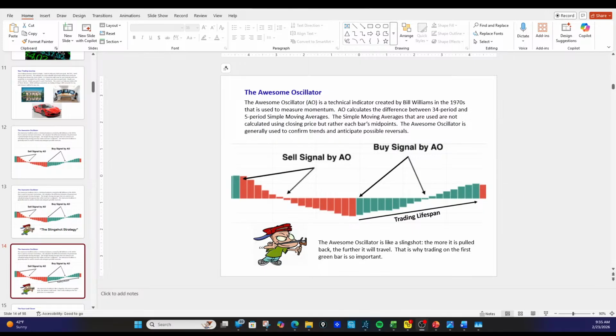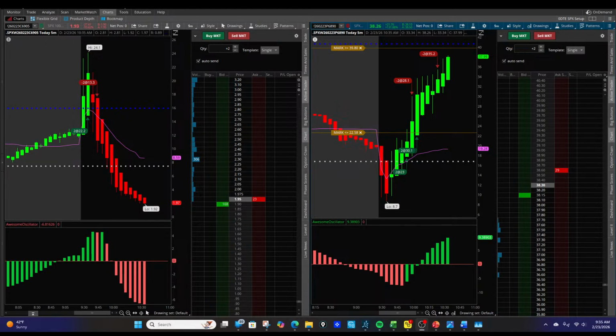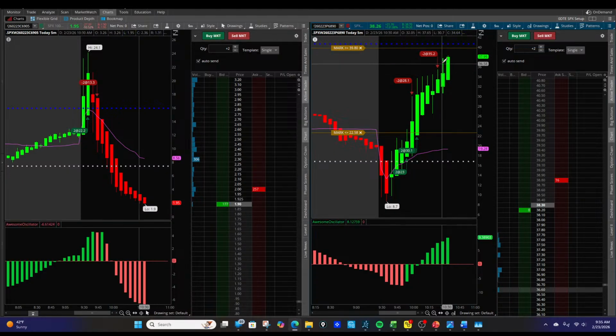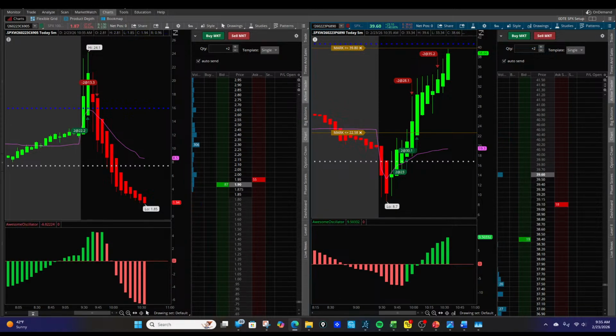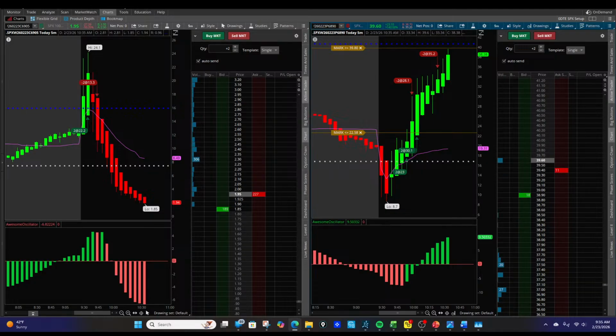So I think this is why Bill Williams named this the awesome oscillator, because the fact that you can look at it so easy like that, it makes it awesome. And it's just like I feel like I found the Holy Grail kind of thing, you know, and look, it's continuing to go up. So I would have gotten another 1,000, it looks like, in this. Let's see if it hits 39.80.